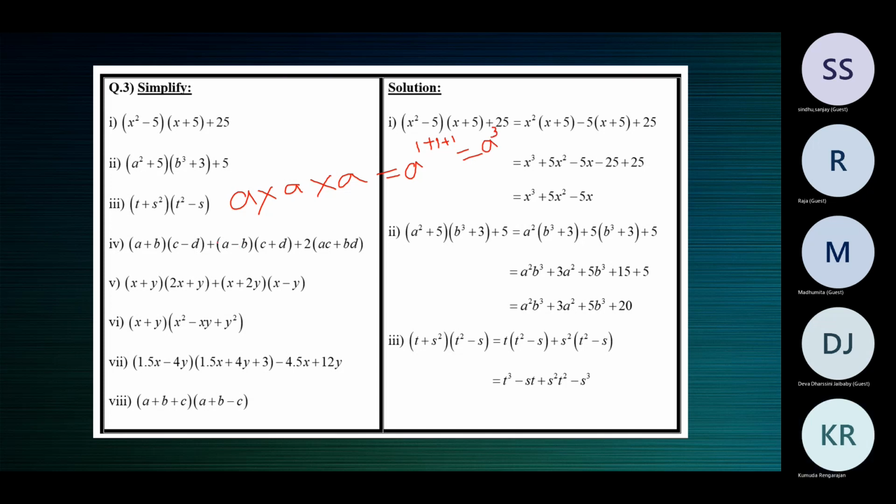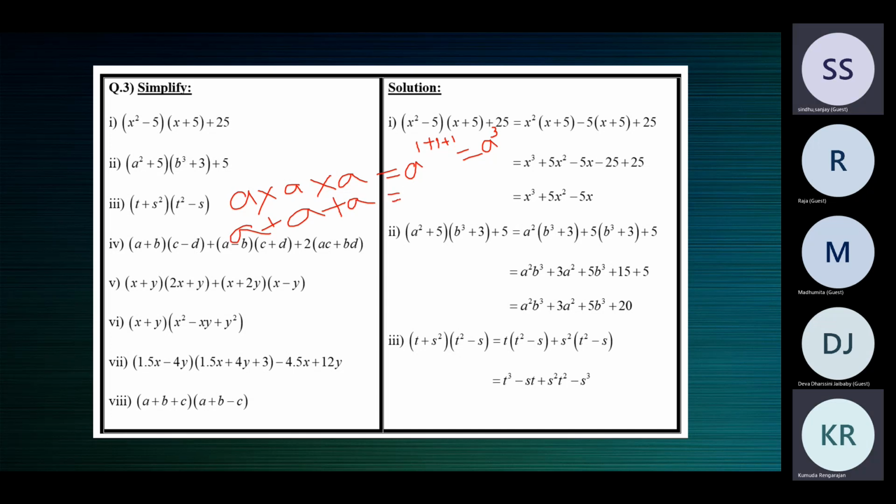What is A plus A plus A? 3A. When you're adding, the answer also is a like term. So the answer also will have an A in it. But what will you add then? The coefficients 1, 1 and 1 you should add. 1 plus 1 plus 1 is 3. So 3A. Do we get the difference between these two? Yes, ma'am.